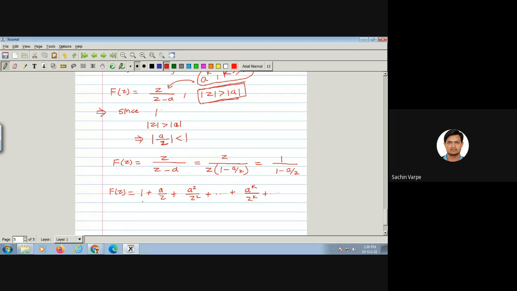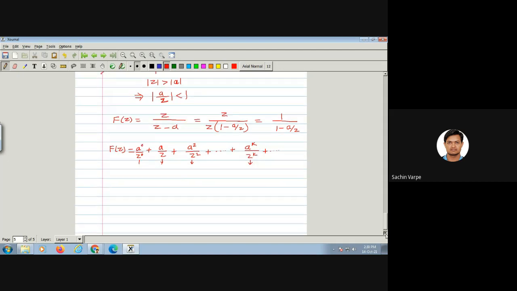This is the 0th position, right? Here I can write 1 as a raised to 0 upon z raised to 0. Can I write like this? Yes, sir. So this is the 0th position, this is the 1st position, this is the 2nd, and so on up to the kth position. Isn't it? So what will be the coefficient of z raised to minus k? Therefore, the coefficient of z raised to minus k will be my required f of k.